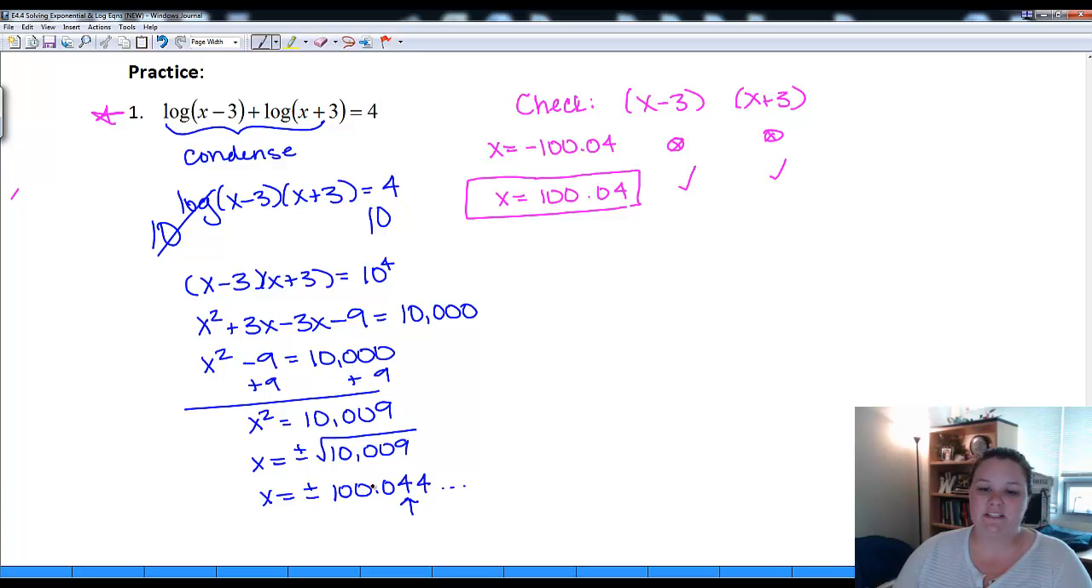Now this is not a perfect square, so we want to get it as a decimal so that we can round it to the nearest hundredth. When I do plus or minus the square root of 10,009, I get 100.4 and negative 100.4. I need to check them in my log inside values. Because the first one doesn't check out, I only have one solution, which is the positive 100.04.